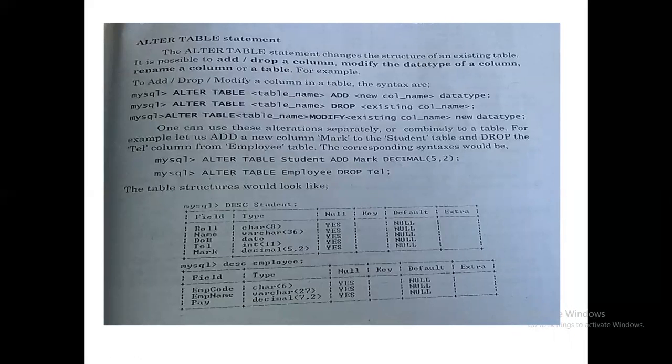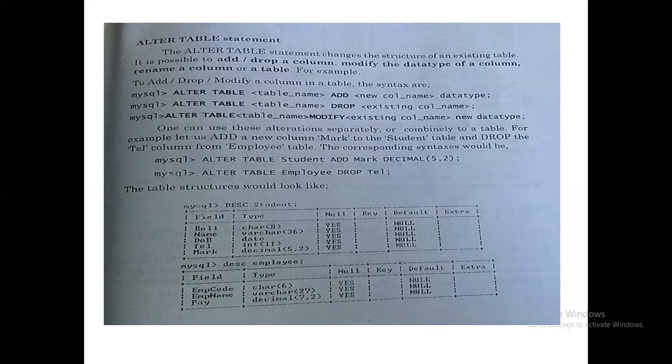Alter table statement. The alter table statement changes the structure of an existing table. It is possible to add or drop a column, modify the data type of a column, rename a column or a table, for example. So to add, drop, or modify a column in a table, the syntax is MySQL alter table, table name, add new column data type; alter table, table name, drop existing column name; alter table, table name, modify existing column, new data type. One can use these alterations separately or combined on a table.